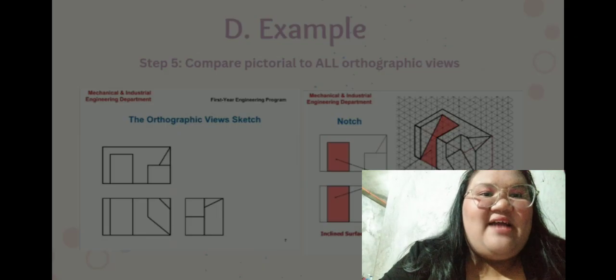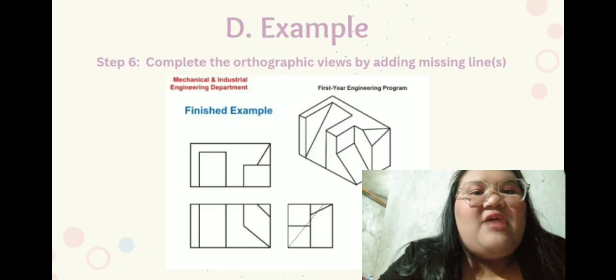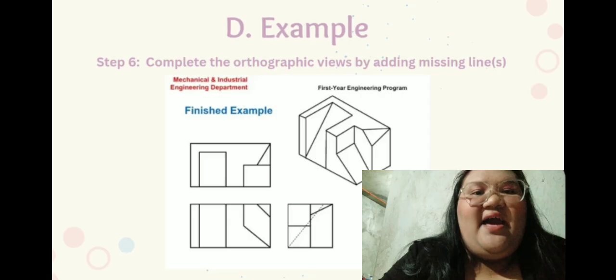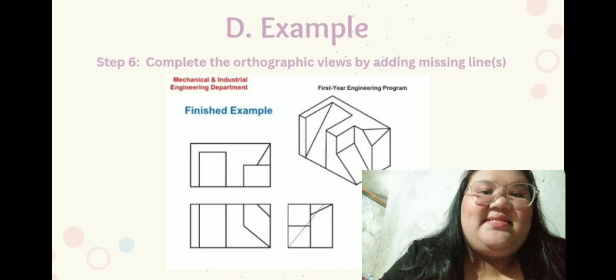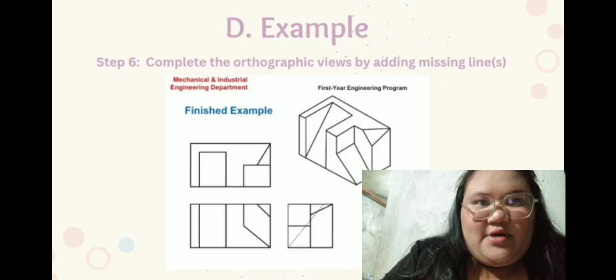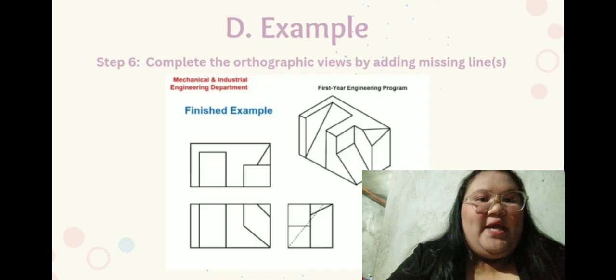And now the next slide is step 6. Complete the orthographic views by adding missing lines. Add the missing edges to the incomplete views based on what you see in the isometric sketch. These lines represent edges of surfaces that were not shown before. This is the final step that completes the drawing.